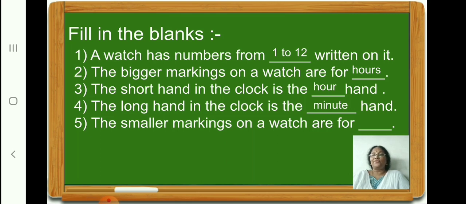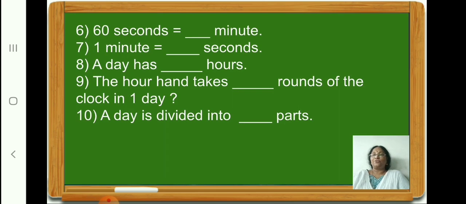Now let's do the fifth one. The smaller markings on a watch are for dash. Let us write the answer. The smaller markings on a watch are for minutes. Now let us do the sixth one. Children, 60 seconds is equal to dash minutes. 60 seconds is equal to 1 minute. Now let's do the seventh one. 1 minute is equal to dash second. Now let us write the answer. 1 minute is equal to 60 seconds.